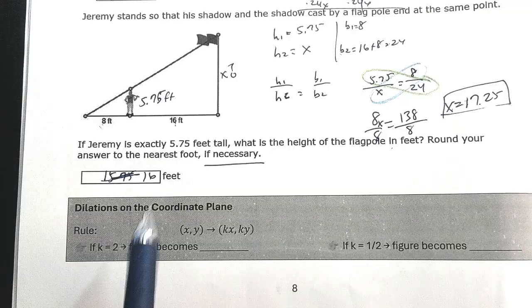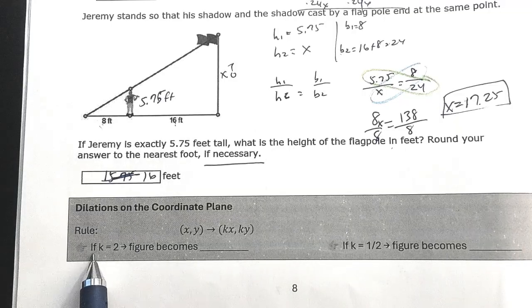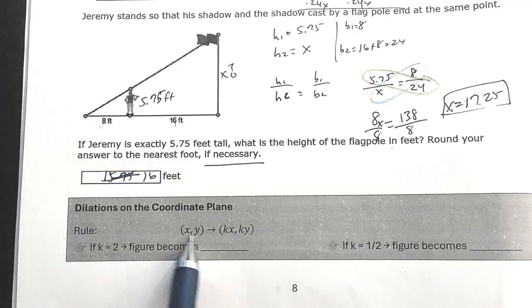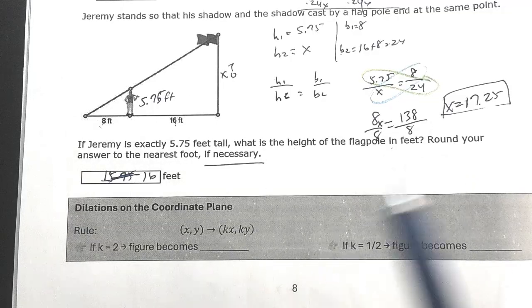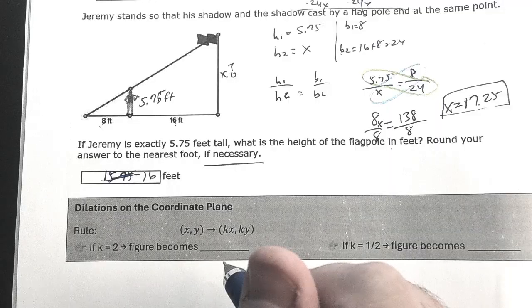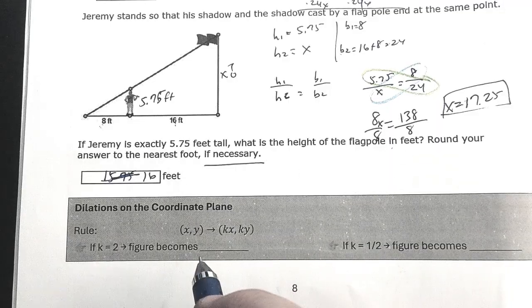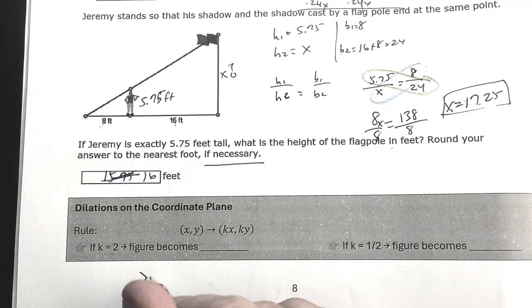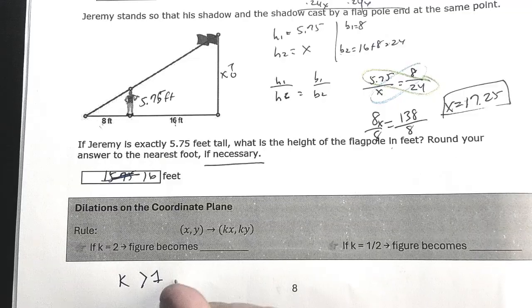All right, so dilations on the coordinate plane. The rule: if your scale factor k equals 2, the figure becomes (x, y) goes to (kx, ky). Good rule of thumb, if your k is greater than 1, then the figure gets bigger.